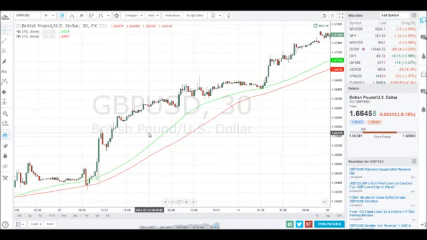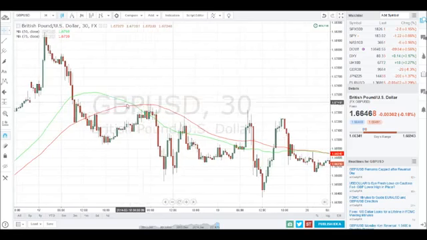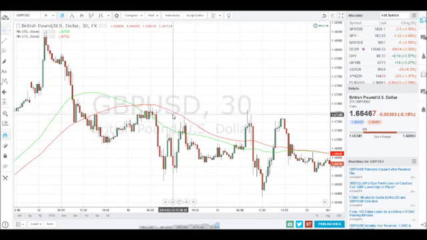This is a 30-minute chart of the pound against the dollar. I have two moving averages on my screen, a moving average of 50, which is the green moving average and can be referred to as the faster moving average, and then I have a slower moving average at 75, which is this red moving average. When the faster or green moving average is above the red moving average, we are looking to place calls. When the red moving average is above the green, so when these moving averages cross like so, and the red is above the green, we're looking to place puts.